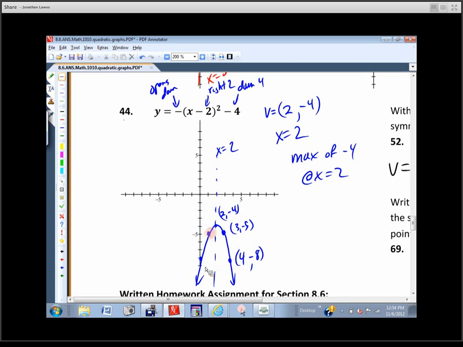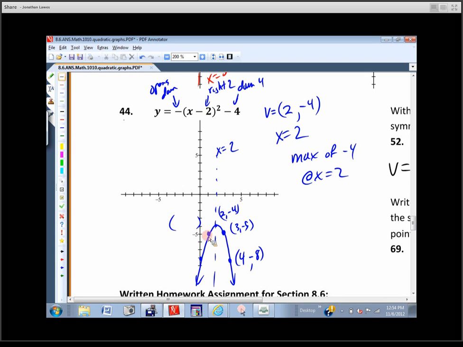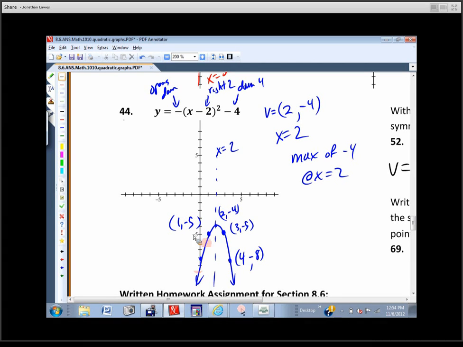Okay, what if we want this one right here, Jared? That's 1, -5. Okay, and then we want this one right here. Brienne, how about this point right here? Is that 0, -8? Excellent, 0, -8. Okay, any questions?